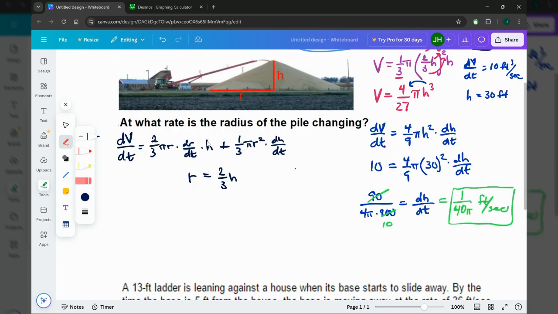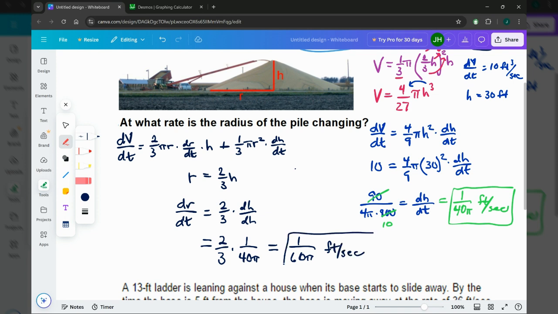What's the derivative of r with respect to time? It's dr/dt. This would equal 2/3 times the derivative of h with respect to time, which is dh/dt. But I already know what dh/dt is. It's 1 over 40 pi. So this is going to reduce to 1 over 60 pi feet per second. That's the rate of change in the radius. You'll notice I can take any equation that I have in the problem, and I can take the derivative and use it to help me solve this problem.